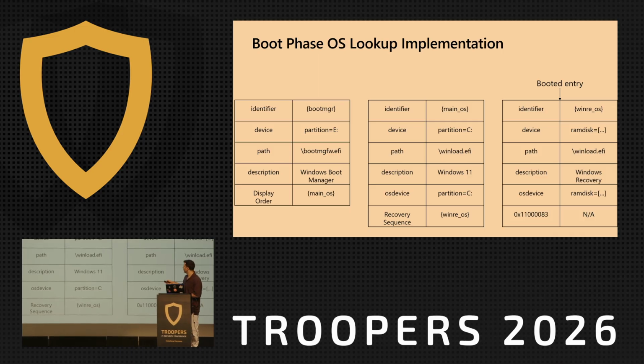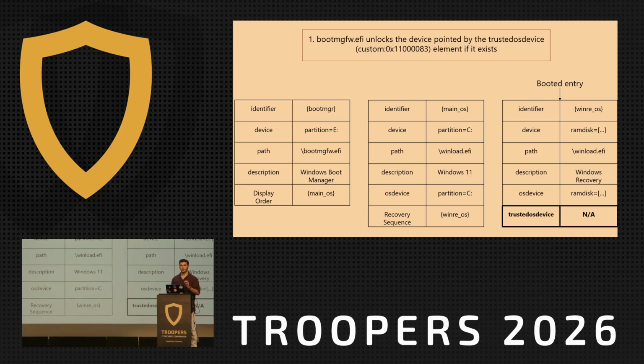For example, you can see that the main OS has partition C as the OS device. Its recovery sequence is WinRE, and so on. Descriptions fit. And so these are the 3 objects that boot manager operates on. So let's assume boot manager is currently booting WinRE, and you can see that the booted entry is the right one, the WinRE entry.